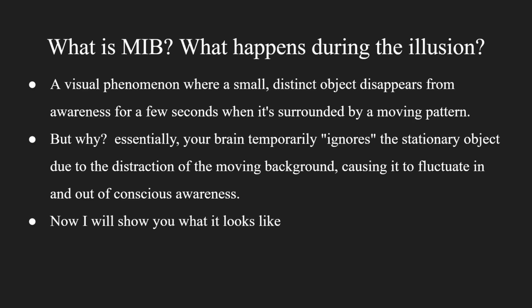So what is it? MIB is a visual phenomenon where a small distinct object disappears from awareness for a few seconds when it's surrounded by a moving pattern. Why does this happen though? Essentially, your brain temporarily ignores the stationary object due to the distraction of the moving background, causing it to fluctuate in and out of conscious awareness.